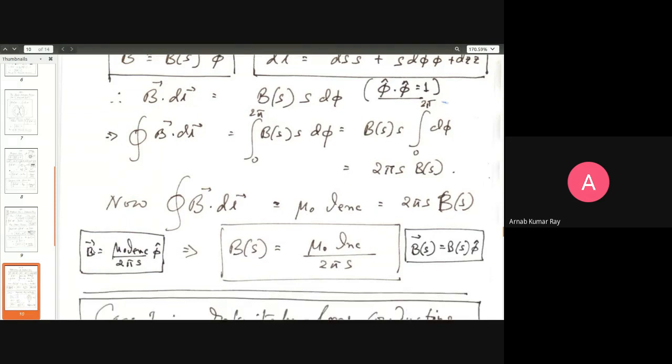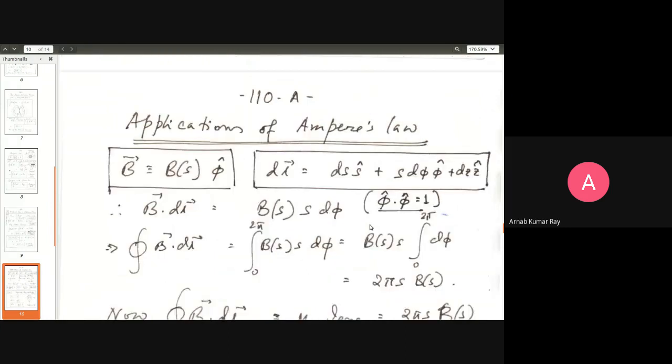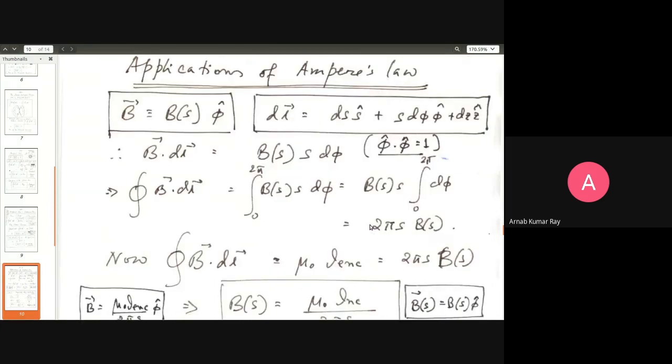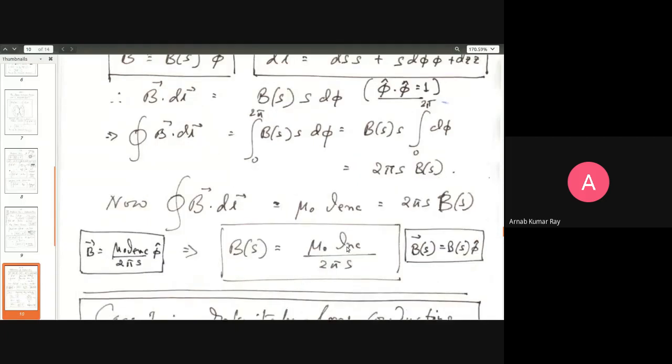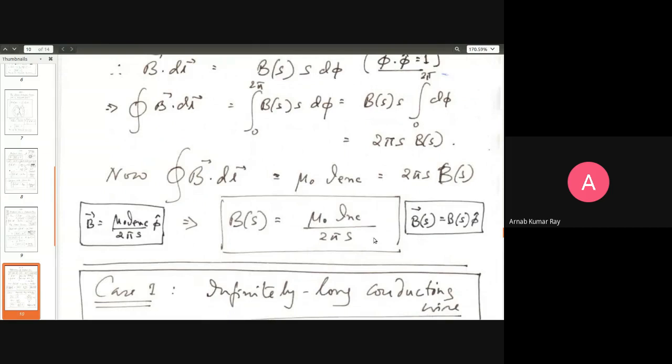So B vector is equal to mu naught into I enclosed by 2 pi s. And this is the magnitude. B_phi is equal to mu naught I enclosed by 2 pi s, as you have. So I enclosed, that is what it is. Here should be an E. Okay, so you will use this formula all the time.